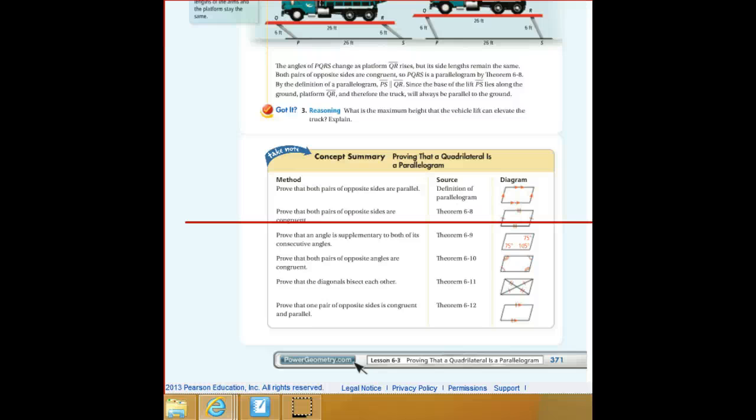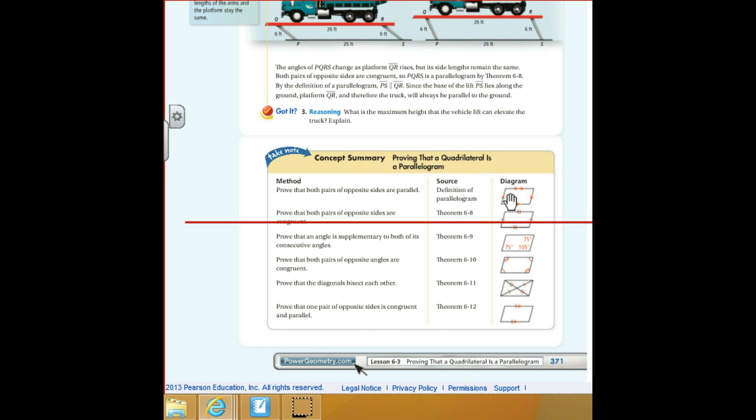Okay, good morning. Today we're going to be talking about proving that a shape, a quadrilateral, is a parallelogram. If you see in the box here a summary of the ways that we can prove that a quadrilateral is a parallelogram. The first one is pretty straightforward. It's the converse of the definition. It says if you can prove both pairs of opposite sides are parallel, then the shape is a parallelogram. All right, that's this one right here.